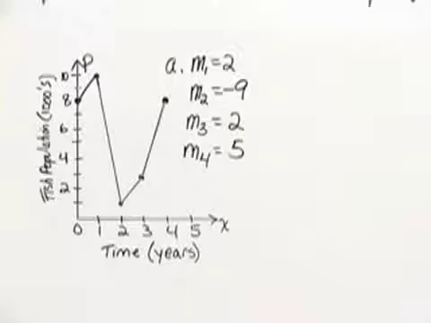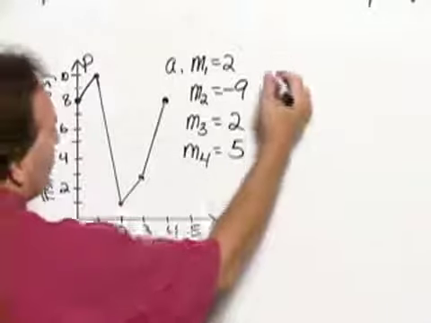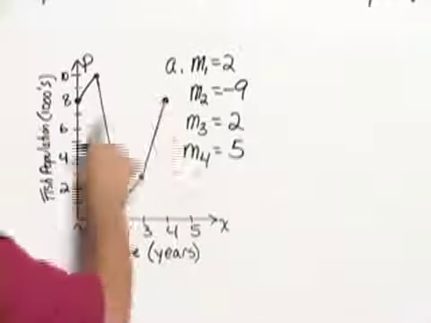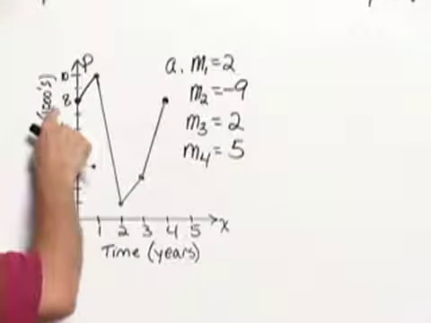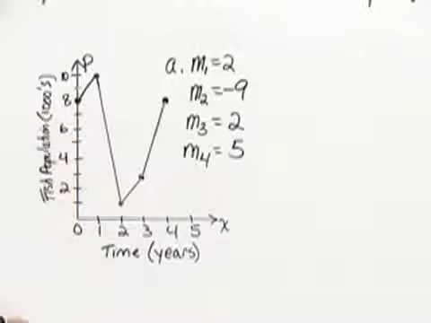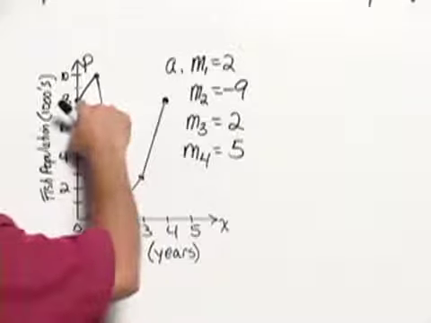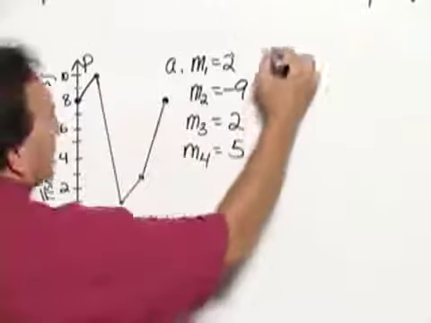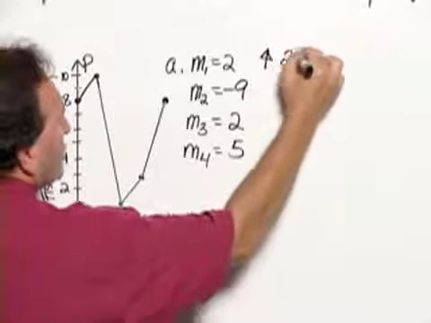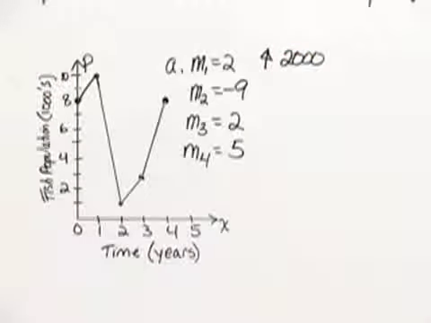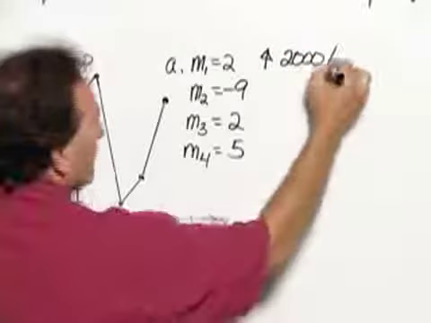Now, part B was to interpret the meaning of those slopes. So for part B, I'm going to point out that this slope refers back to the population of fish, which is in thousands, compared to the time, which is in years. So really what that's saying is, in that first time period from 0 to 1, there was an increase of 2,000 fish per year.